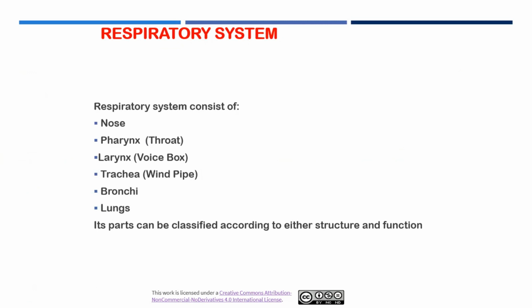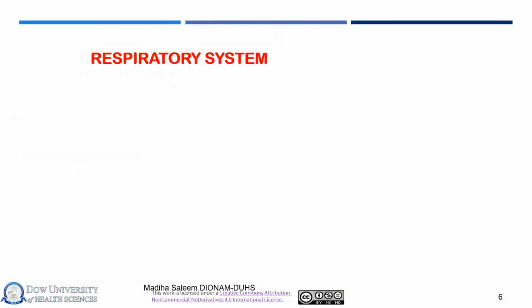The respiratory system basically consists of nose, pharynx, larynx, which is also called the voice box, trachea, which is also known as the windpipe, bronchi, and lungs. Its parts can be classified according to either structure or function. Now I'm going to share the structural division.